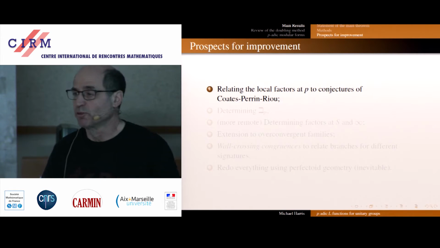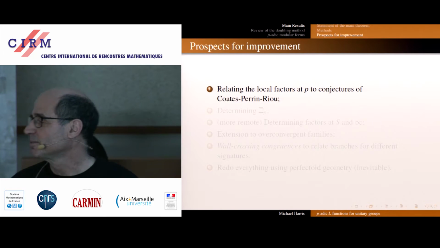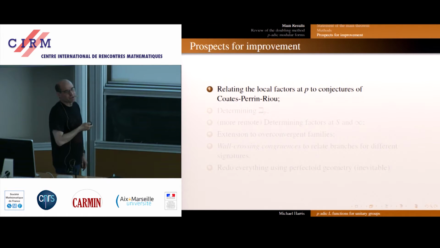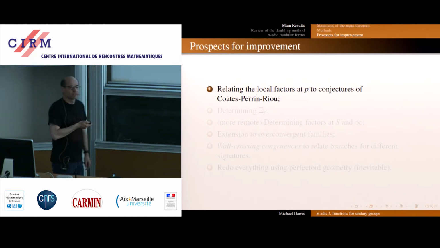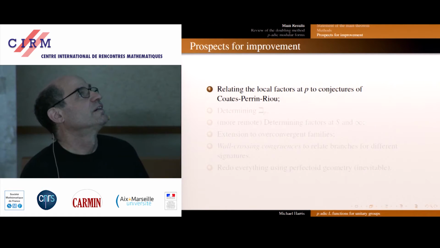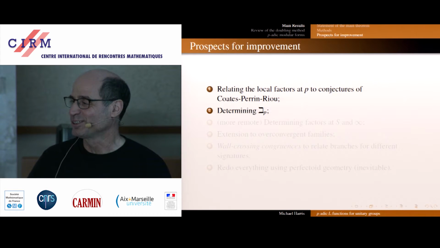Prospects of improvement. Well, some of us were so exhausted by the long wait that we were unable or unwilling to check that the factors that come out are the ones that are predicted in the conjectures of Katz and Perrin-Riou, but they definitely have the same form, but you want to check that there is a conjecture. Determining this Hebrew letter, which is a silly calculation.